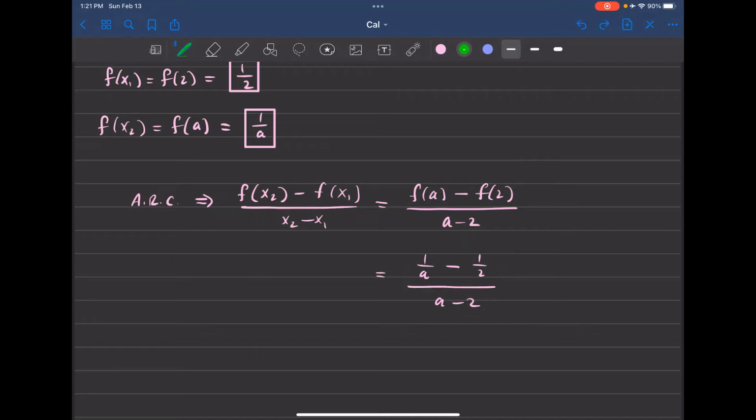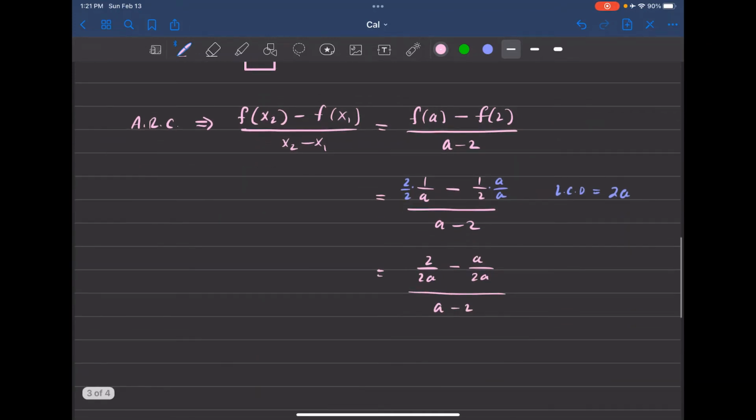So we're going to find the least common denominator to combine that. The least common denominator for the two fractions on top is 2 times a. Now we multiply each fraction by what it's missing to obtain the common denominator. So I multiplied this with 2 over 2, this with a over a, and that gives me the following. On top, I get 2 over 2a minus a over 2a all over a minus 2.